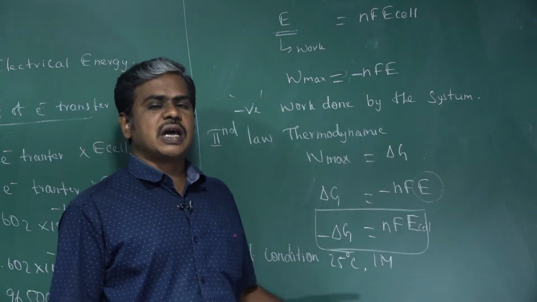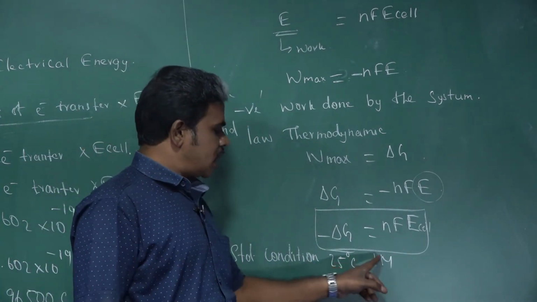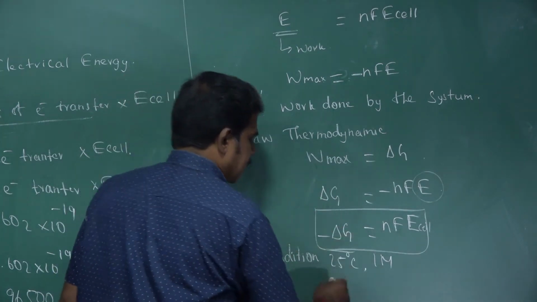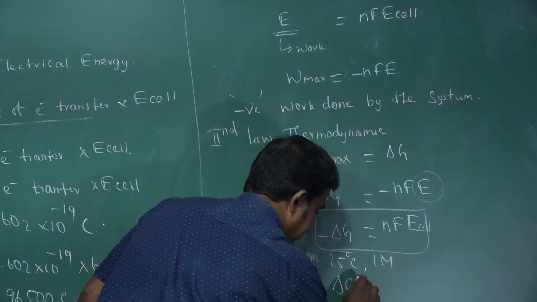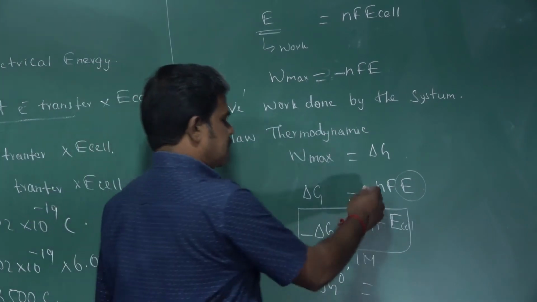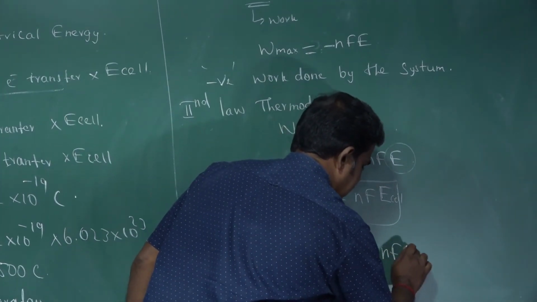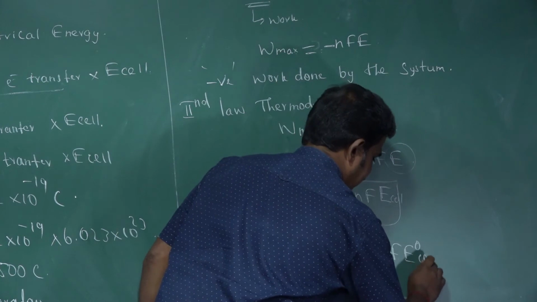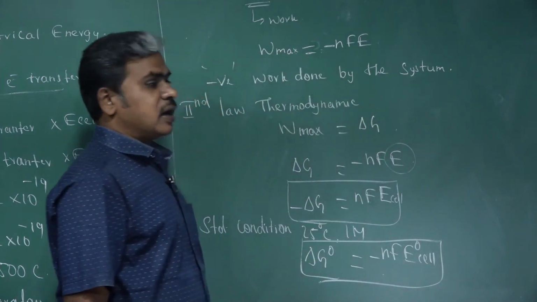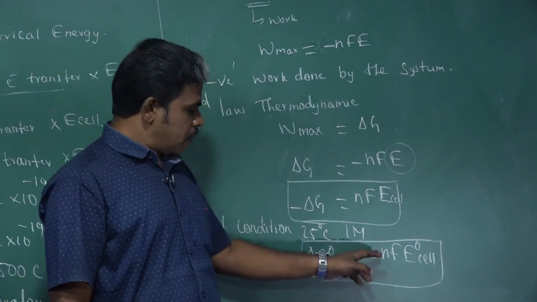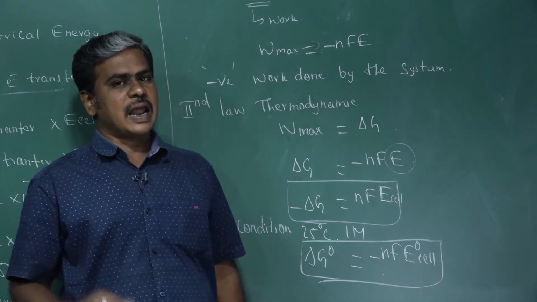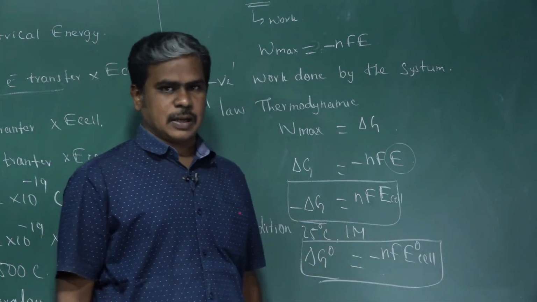Then it is the standard condition of temperature and concentration. If we are taking the standard condition, then this delta G is nothing but delta G naught. So at the standard condition, delta G naught is equal to minus nFE naught cell. It is the thermodynamic relation to the EMF of a cell.